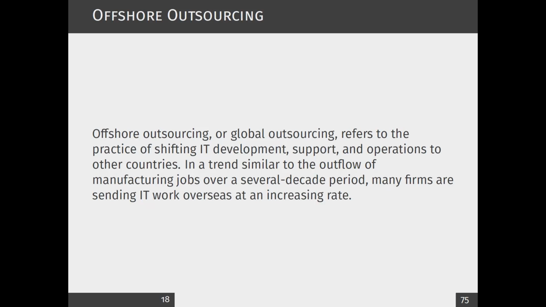Nowadays, you have a trend where the support that you are getting is from outside, even outside your country. So offshore outsourcing, or global outsourcing, means we use IT development, support, and operation in other countries.